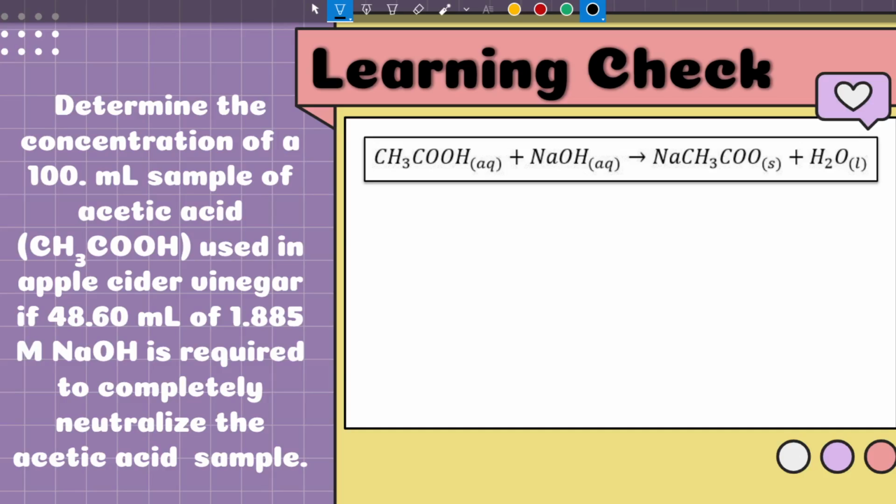Okay, now let's determine the concentration of a 100 milliliter acetic acid sample, that's our acetic acid used in apple cider vinegar, if 48.60 milliliters of 1.88 molar sodium hydroxide is required to completely neutralize the acetic acid sample. And so what you're going to do is put in your numbers and solve for the moles of your sodium hydroxide.